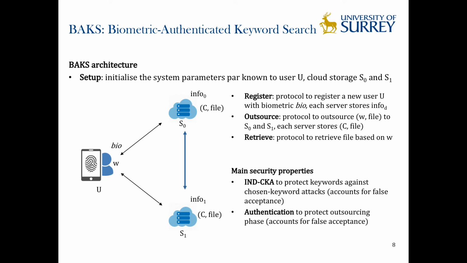The second property we define is authentication. We allow the adversary to control one of the two servers, and it wins if it successfully outsources or retrieves a file on behalf of a user that it has not corrupted. Again, we say that our scheme satisfies authentication if the probability of success in the described game is within negligible distance of the false acceptance rate.